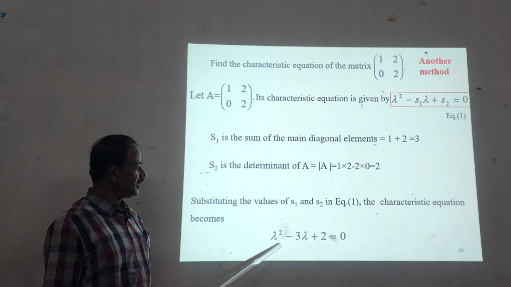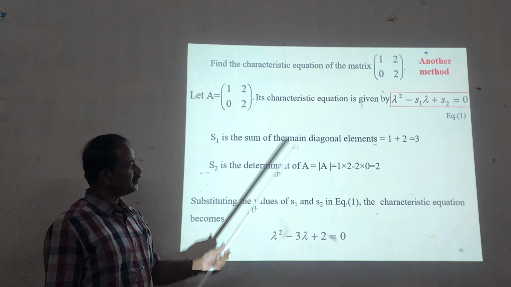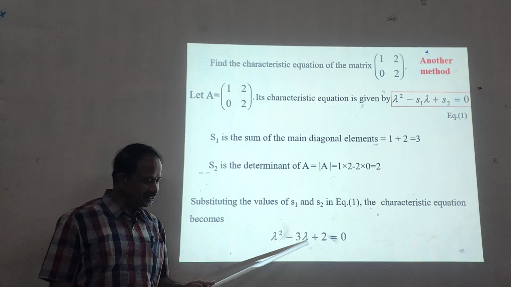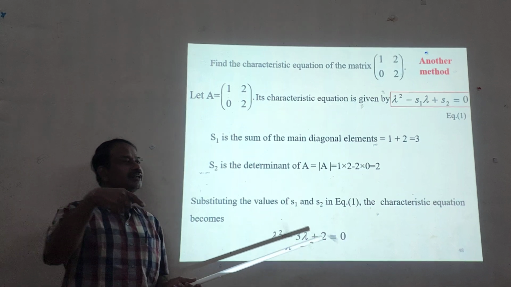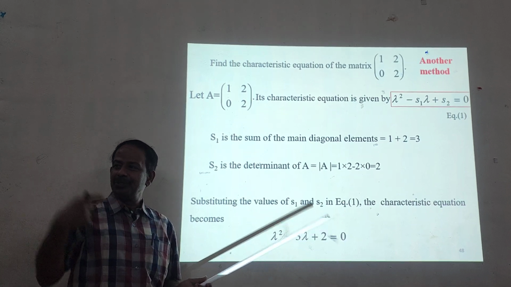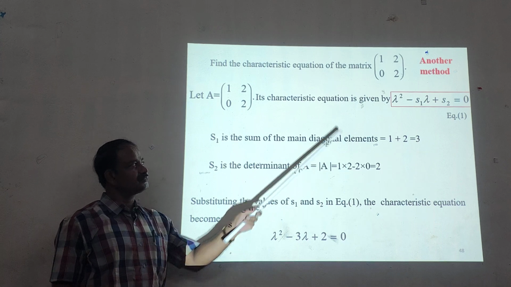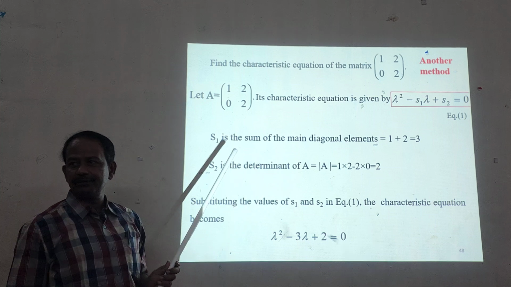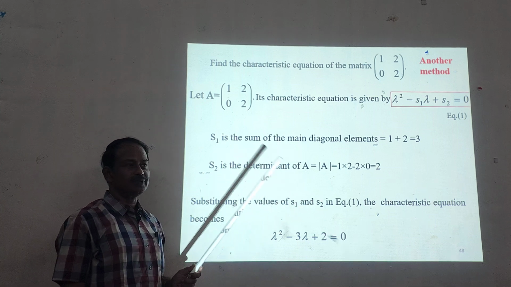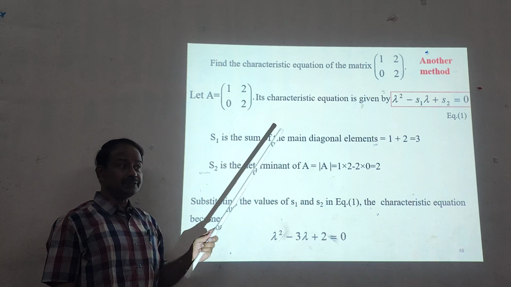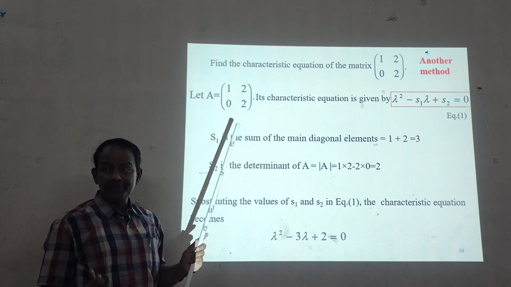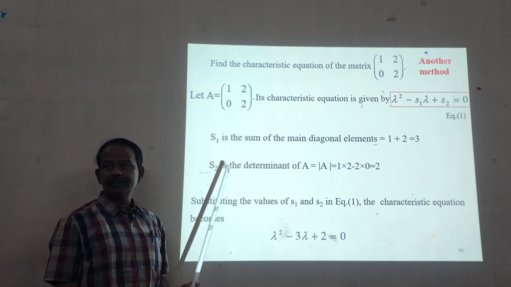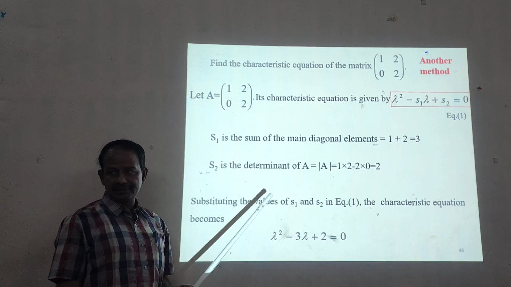When you substitute, you will get lambda squared minus 3 lambda plus 2 equal to 0, with 3 in place of S1 and 2 in place of S2. So this is your characteristic equation. Instead of going for A minus lambda I equal to 0, we can go with another method. Only thing is you have to remember this formula, lambda squared minus S1 lambda plus S2 equal to 0. This formula will work only for a 2 by 2 matrix, where S1 is the sum of main diagonal elements and S2 is the determinant of the matrix.